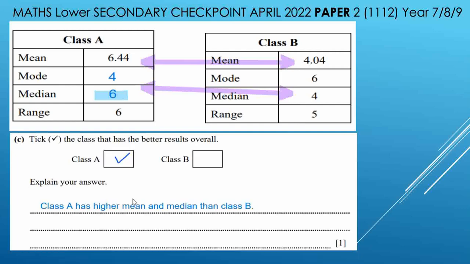So just as we have revealed, class A has a better result, explained because class A has a higher mean and median than class B.